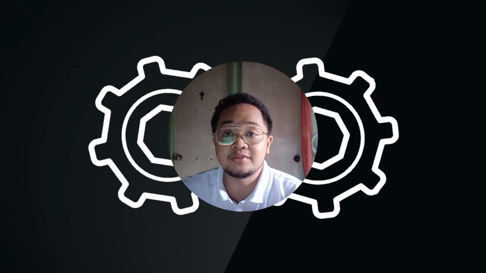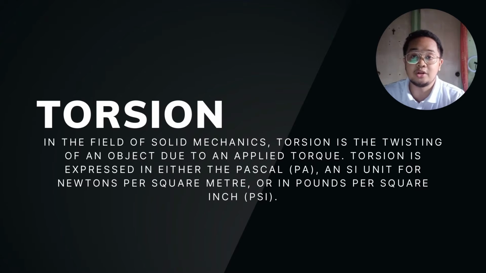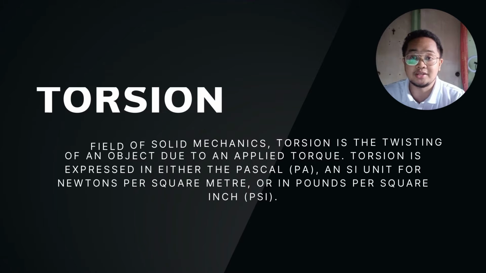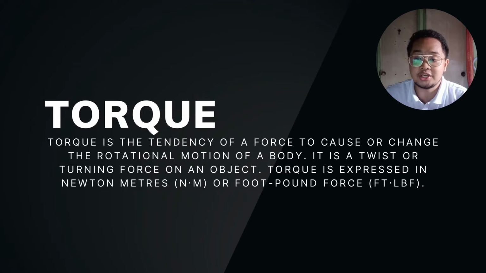But first, let us define the concepts to be tackled in this video. Torsion. In the field of solid mechanics, torsion is the twisting of an object due to an applied torque. Torsion is expressed in either the Pascal, an SI unit for newtons per square meter, or in pounds per square inch. Torque. Torque is the tendency of a force to cause or change the rotational motion of a body. It is a twist or turning force on an object. Torque is expressed in Newton meters or foot-pound force.